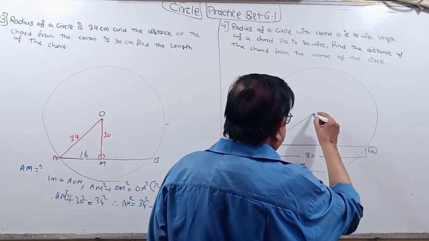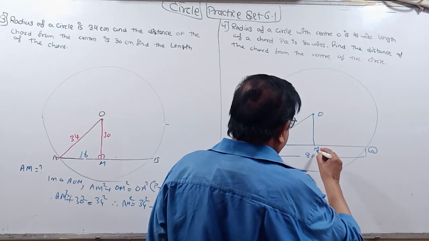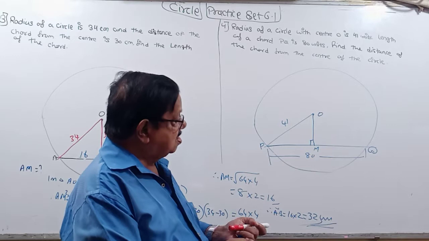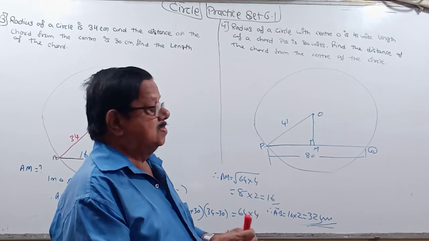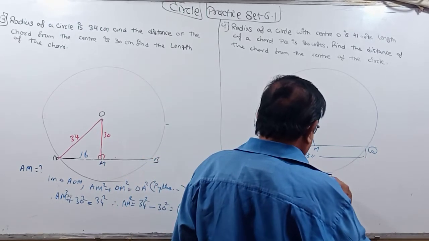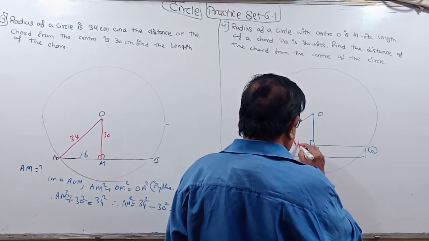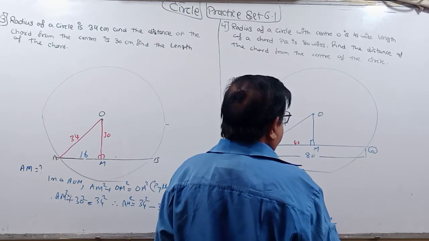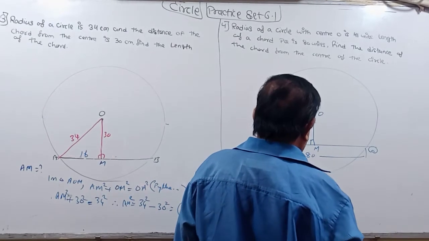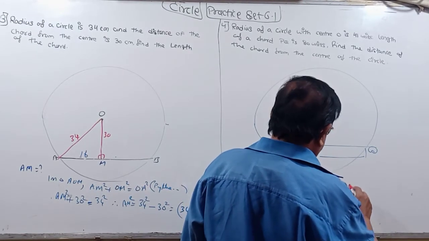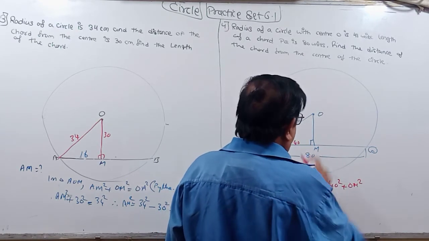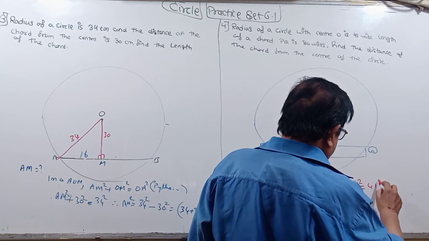These are all very simple ones. M is the midpoint. This angle is 90 degrees, so we get the distance. Distance is always perpendicular distance. Here I will write P. This will be 40, because half of 80 is 40. We need OM, the distance of the chord from the center. So 40 square plus OM square equal to 41 square.